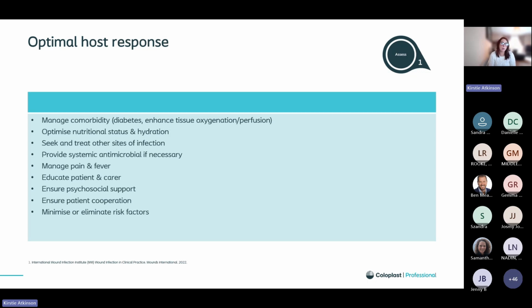We also want to get on top of their pain and fever if they are in any, because if they're fighting off pain, it can also change the way their body responds to an infection. We also need to educate the patient or their carer or their loved one, whoever is doing the wound care, about the wound and why we're doing what we're doing and the importance of it. So why you need to prepare a wound and clean it, why you need the thorough assessment, and just tell them what you're doing and get them on board. And again, we need to ensure psychosocial support to ensure they're cooperating, and then eliminate or minimise any other risk factors that you've identified in your assessment.